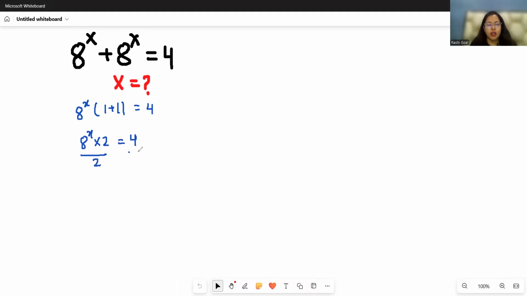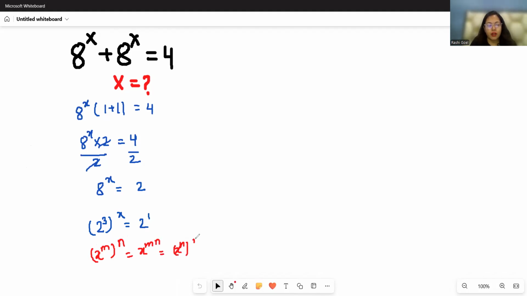Now I am going to divide both sides by 2. So 8^x equals 4 by 2, which is 2. 8 I can write as 2^3, whole power x, equals 2^1. Now as per the exponent rule, (x^m)^n, we can write it as x^(mn) or (x^n)^m.